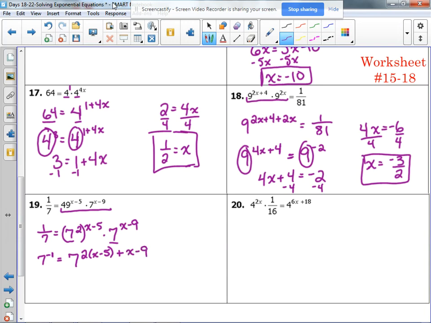So 2 times x minus 5 plus x minus 9. Don't forget you got to multiply the 2 times the x minus 5 first. Okay, we got the same base on both sides. Drop it. Set the exponents equal. So we've got -1 is equal to, distribute that 2.